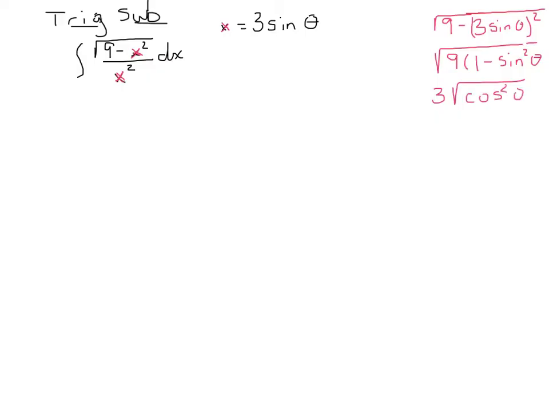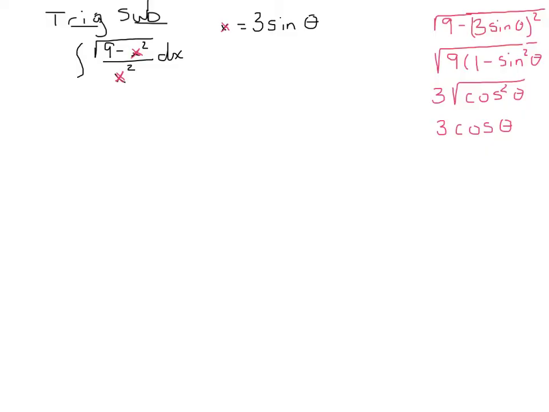I'm using a trig identity here, that cosine squared plus sine squared is 1, so if I subtract sine squared to the other side and solve for cosine squared, I get 1 minus sine squared is cosine squared. So now I have a square and a square root, which cancel each other, and I'm left with 3 times the cosine of theta. Notice that the square root of 9 minus x squared is equal to 3 times the cosine of theta. The square root is out of there. So that's one way to look at this.